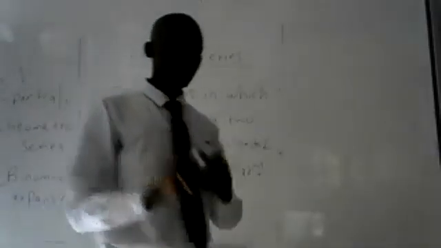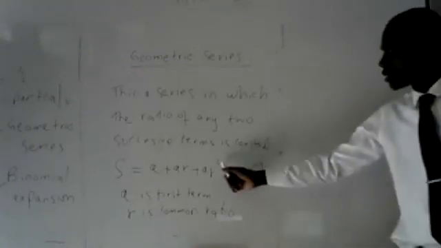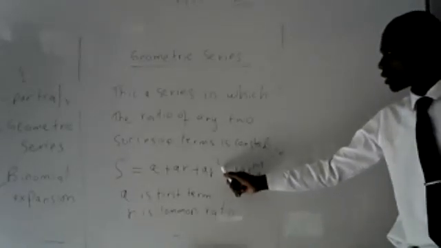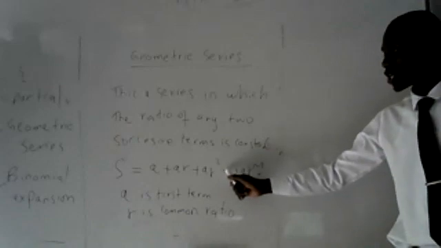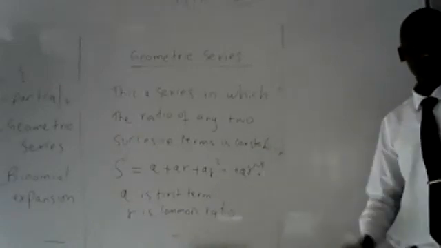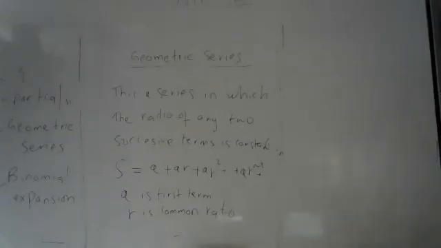R is the common ratio. What that means is that if you pick any consecutive terms, S equals a plus ar plus ar squared, and then ellipses, 3 dots, and then it goes on to ar to the n minus 1 plus, and then these 3 dots, ellipses.